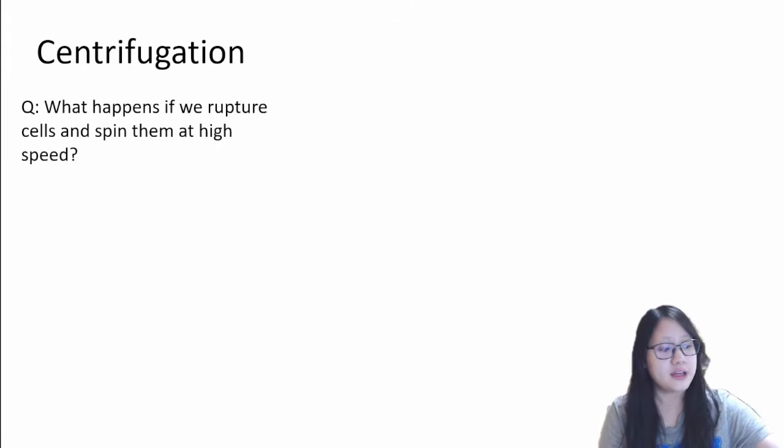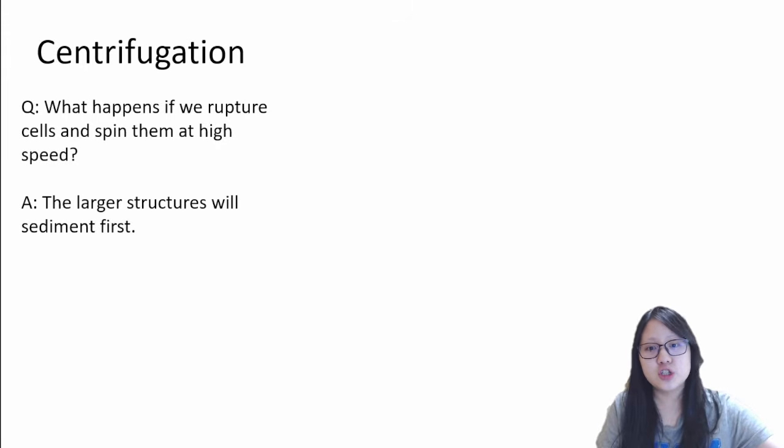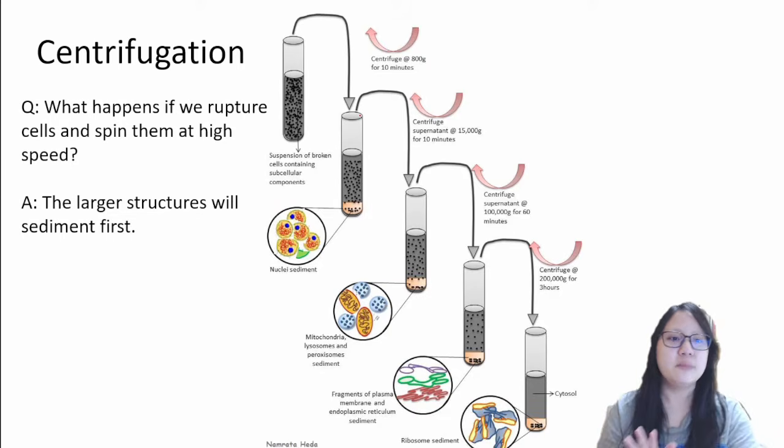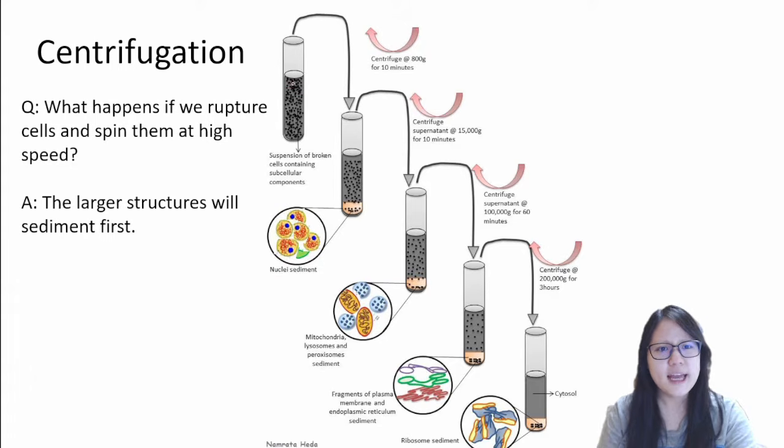What would happen is that larger structures will sediment first. What do you mean by sediment? It will sink to the bottom. Okay, let's have an image version of what's going on here, right? Here there is a suspension of broken cells containing subcellular components. This is our cell extract, right, that we have gotten from rupturing cells.